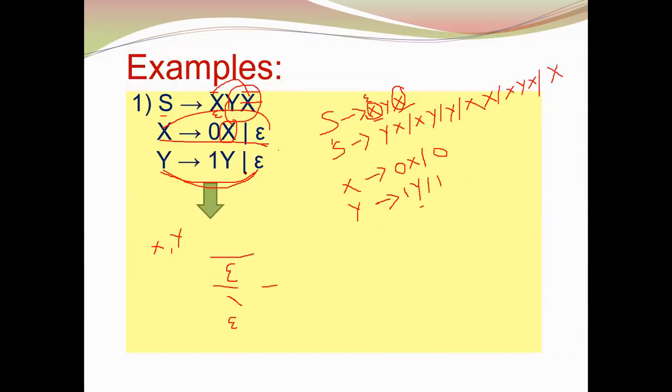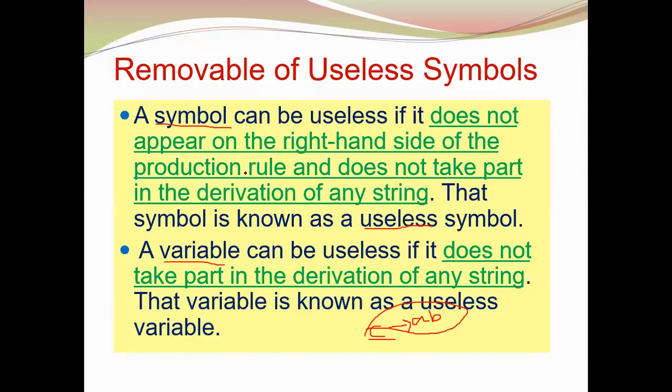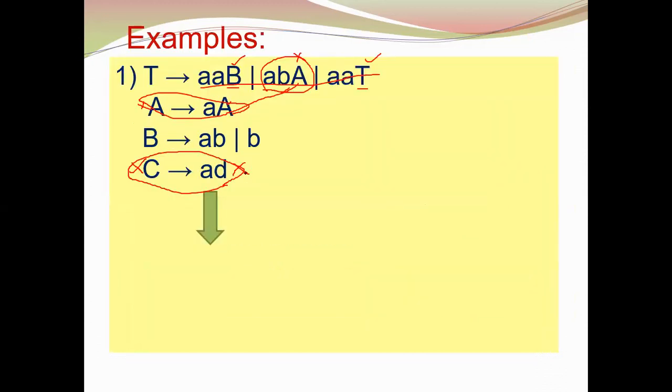What are the things we have discussed? Simplification of CFG. First, you have to remove the useless symbols. A useless symbol is one from which we cannot derive any string from the particular non-terminal. Otherwise, if a non-terminal has some derivation but is never used in the grammar, that is also a useless symbol.